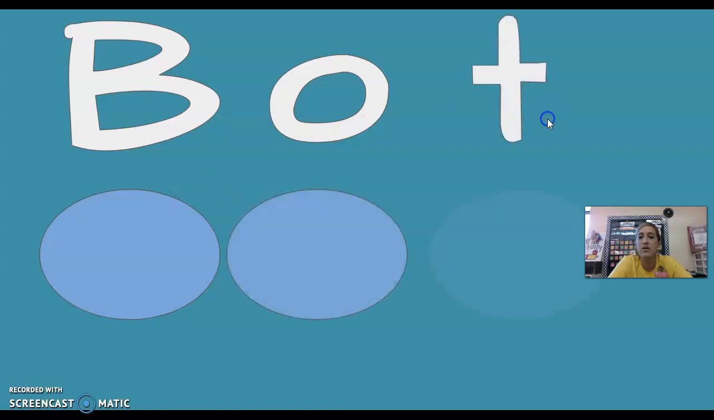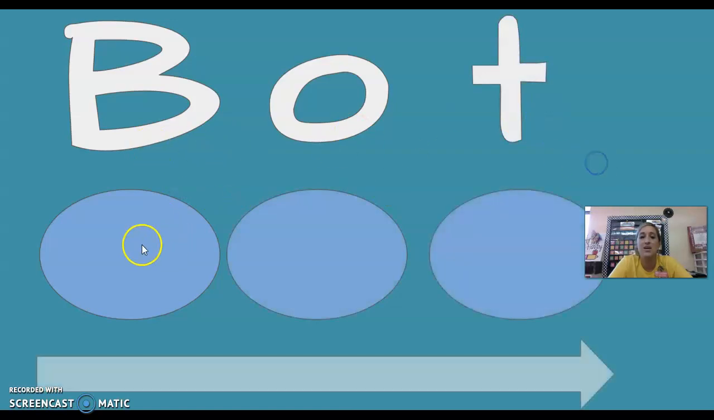Next, this is the blend ba, b, ah, bot, like a robot.